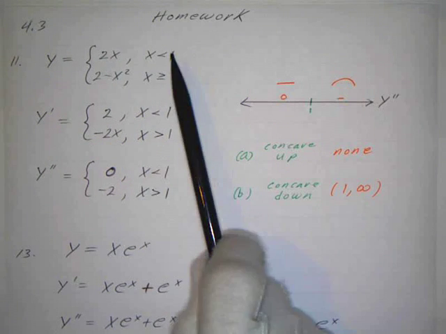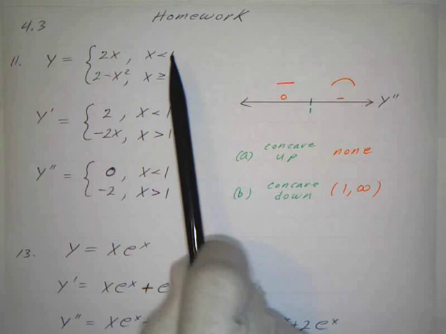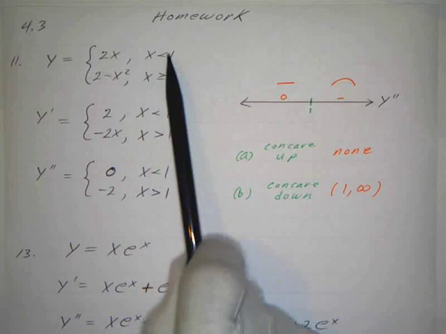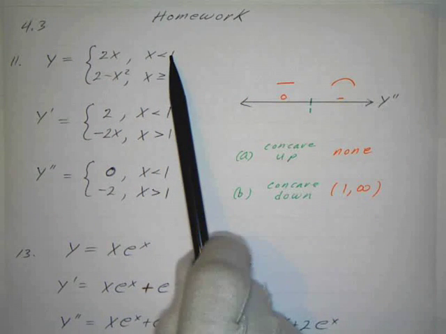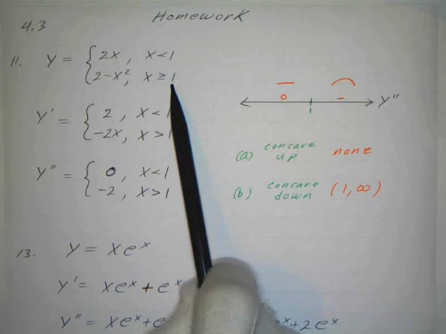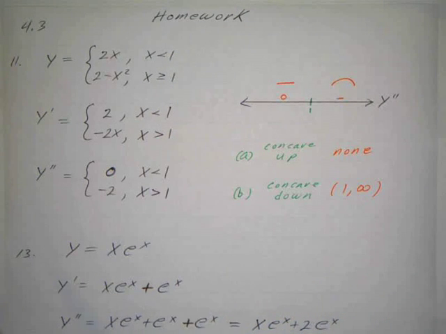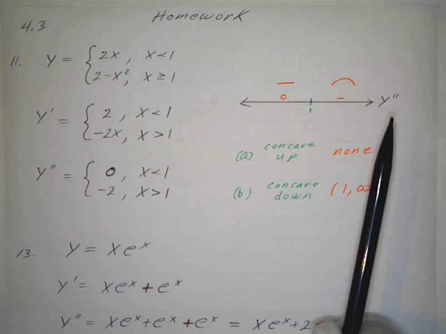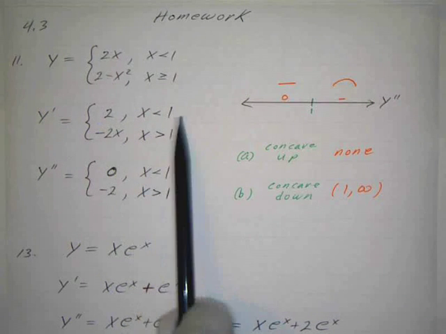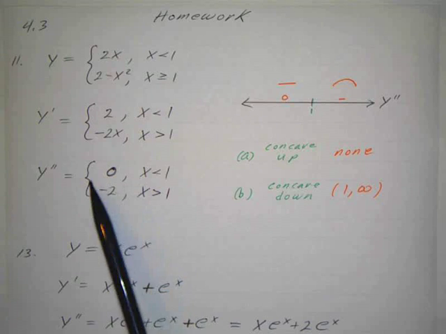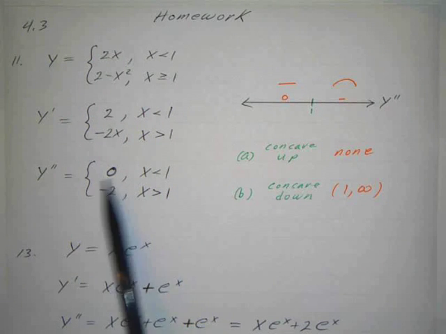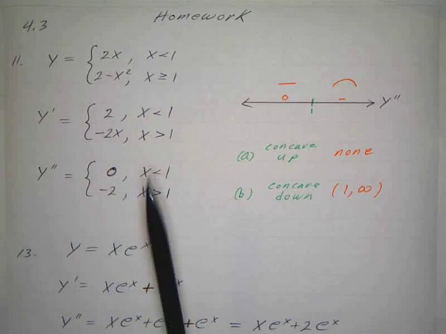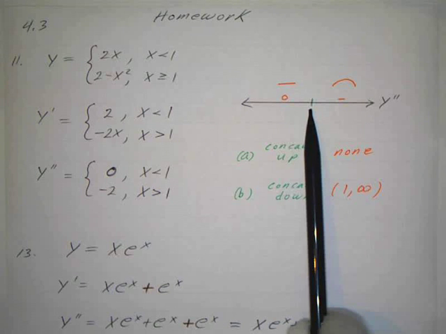negative 2x. Now, this is not a continuous function at this point. If you put 1 in here, you get 2. If you put 1 in here, you get 1. So there's going to be a point of discontinuity. So we really don't have a derivative that exists at 1. But we can still check the concavity and see what's going to happen. If I take the derivative of this left part, I've got 0, and if I take the derivative of the right part, I've got negative 2. But 1 was a point of discontinuity, so that's basically a critical point, where it's not defined.